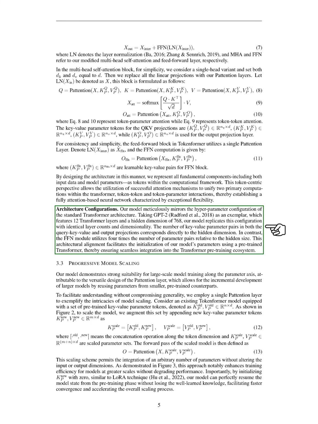Our model closely aligns with the hyperparameter configuration of standard transformer architectures, such as GPT-2, maintaining the same number of layers and hidden dimensions. The number of key-value parameter pairs in the projections corresponds to the hidden dimension, while the feed-forward module uses a larger number of parameter pairs. This design allows us to initialize our model's parameters using a pre-trained transformer, ensuring smooth integration into the existing transformer pre-training framework.